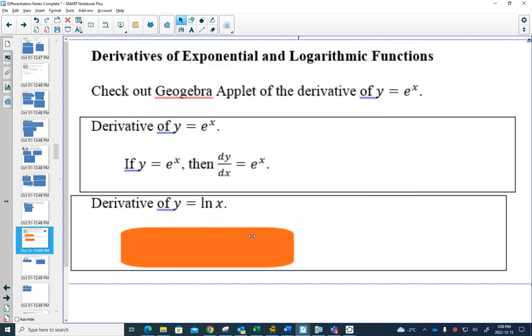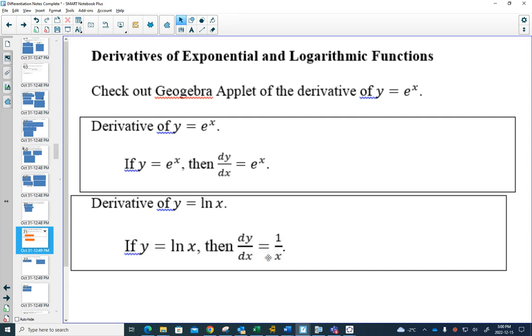So the derivative of the natural log of x is 1 over x, but I guess technically this is only for x values bigger than 0, because the natural log of x doesn't exist for x values less than or equal to 0.